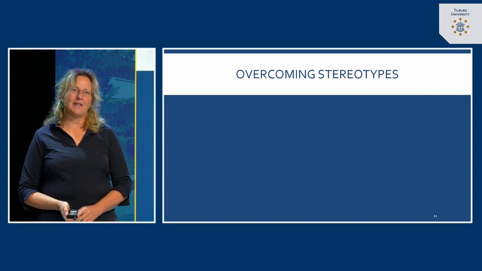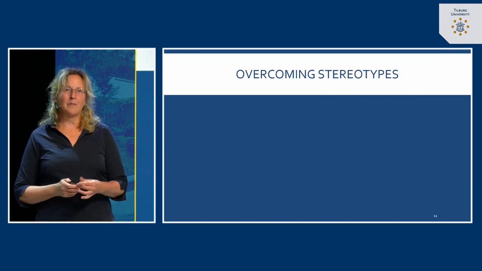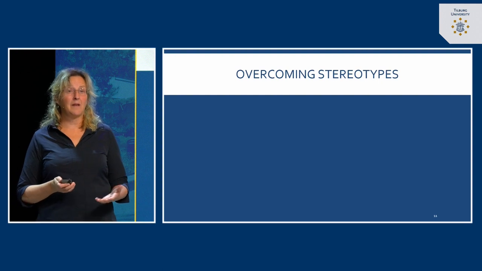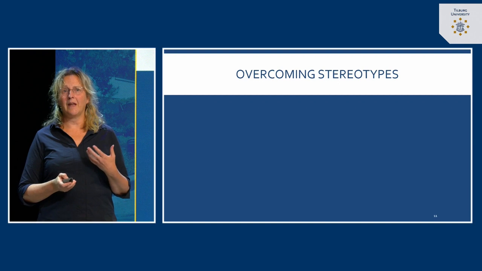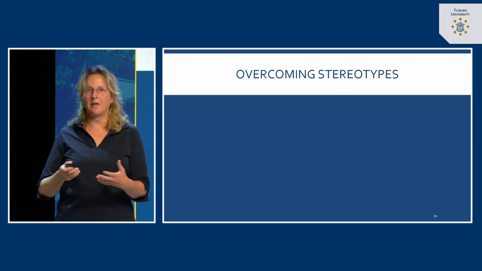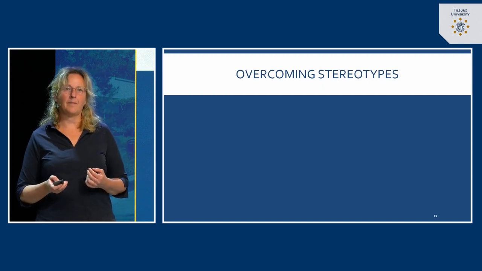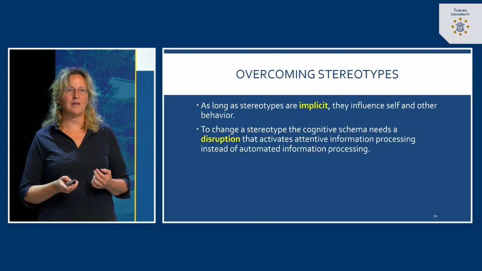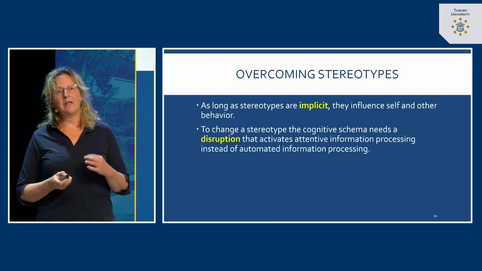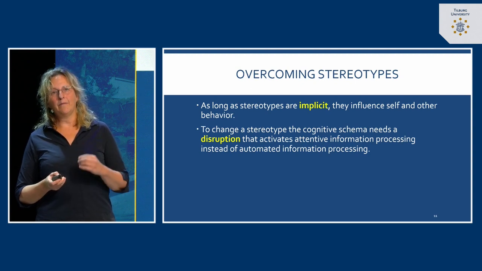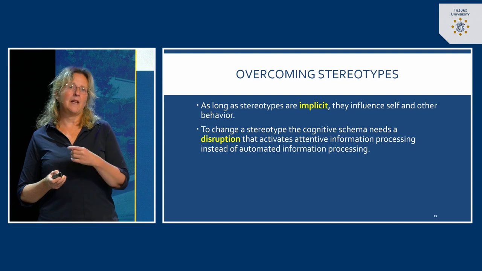So what can we do about it? What can we do to overcome stereotypes? How can organizations help their employees to overcome stereotypes? Because mind you, if you want to be a diverse organization, or if you just want to make sure that diverse groups work well together, then you have to work on mending the stereotypes about each other. So what we know is that as long as stereotypes are implicit, if we don't discuss them, they will influence our behavior and the behavior of others.